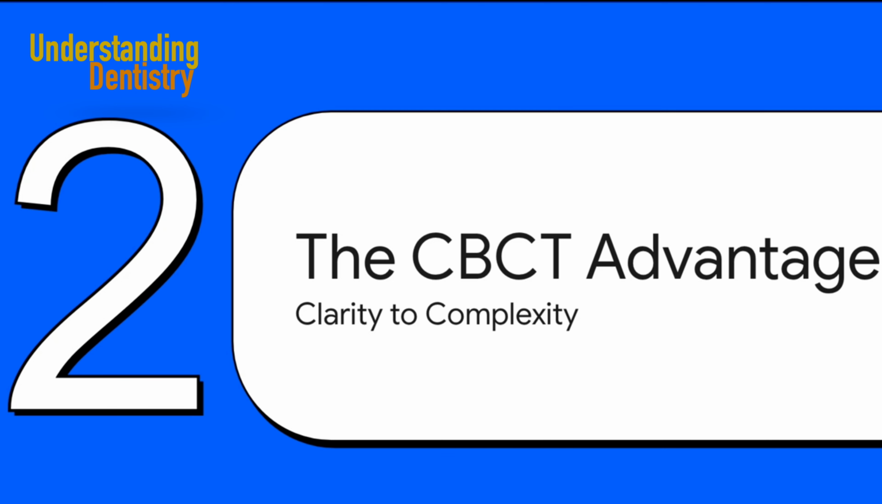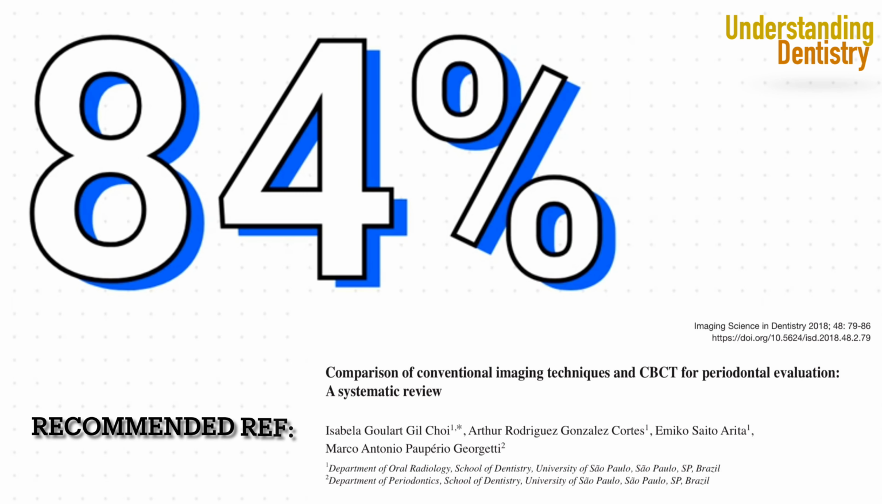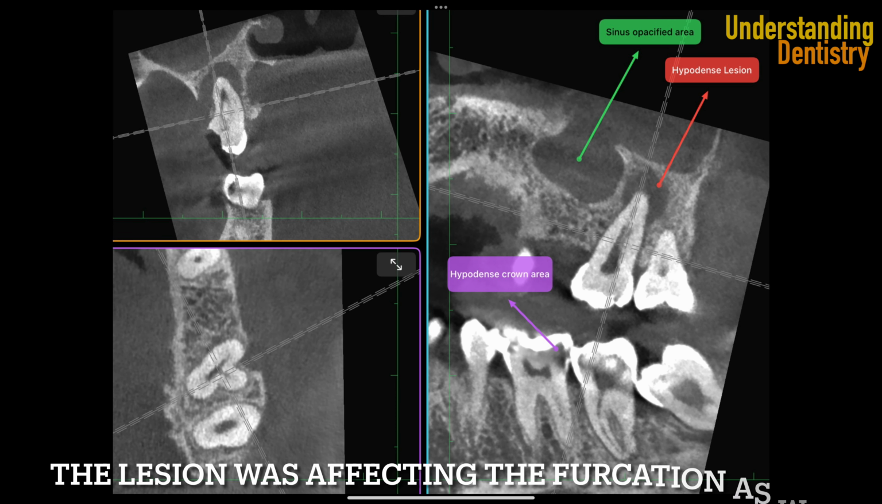Okay, so we've established the problem. Now let's pivot to the solution and look at the hard data that really shows the superior diagnostic power of cone beam computed tomography. Check out this number, 84%. What does that mean? Well, in one in vivo study, what they saw on the CBCT before surgery was confirmed by what they actually found during surgery 84% of the time. That is a massive leap in diagnostic confidence.